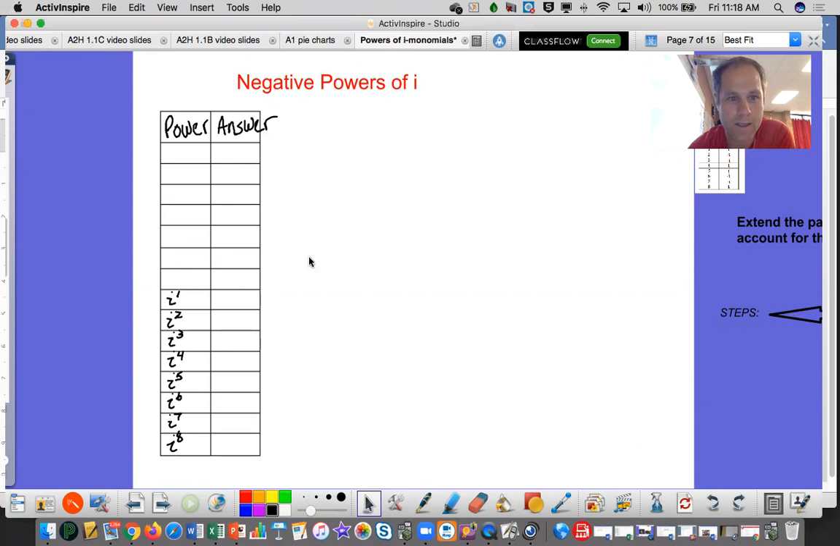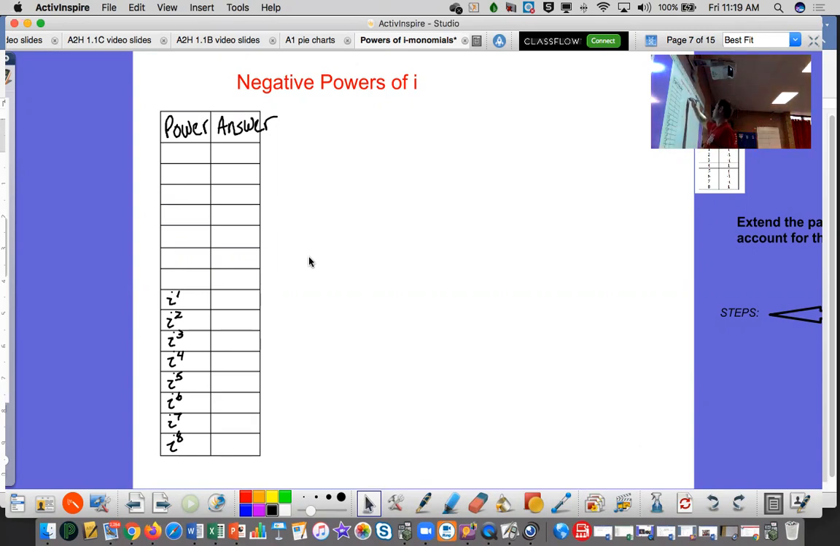Okay, so what we already know about i is that i is equal to the square root of -1.